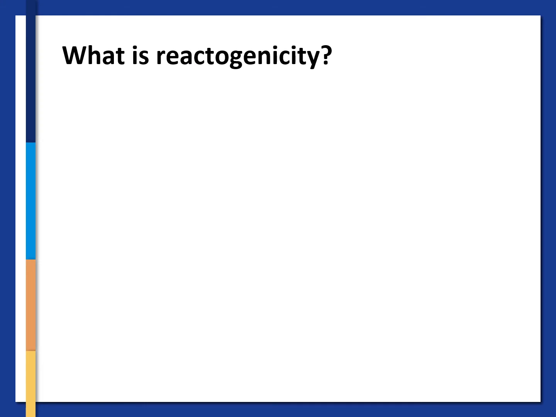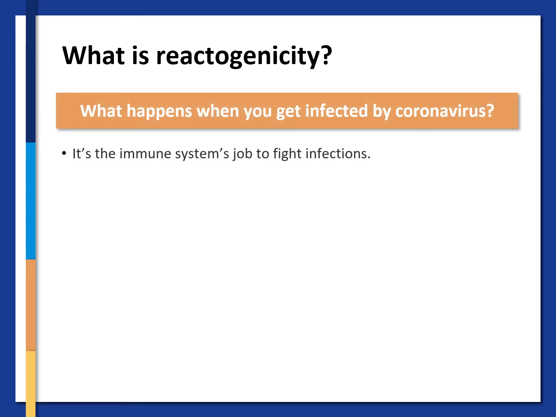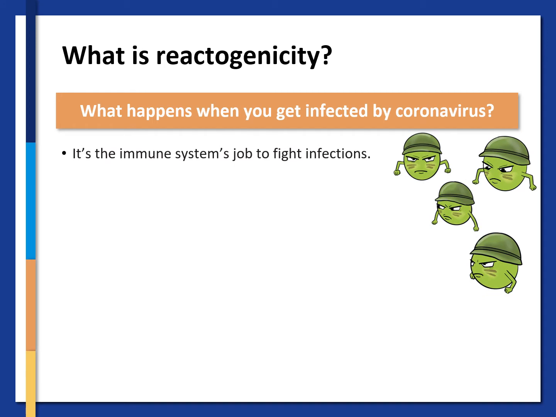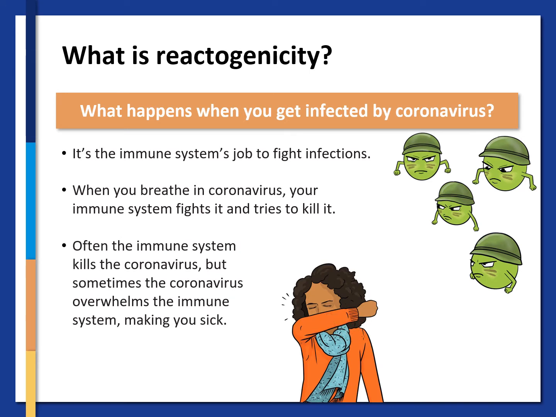Before we continue with the other possible pathways, let's take a brief look at what reactogenicity is. To understand this, let's start at the beginning. What happens when you get infected with the coronavirus? Your body has an immune system, or an army, whose job it is to fight infections. When you breathe in coronavirus, your immune system fights it and tries to kill it. Often, the immune system kills the coronavirus, but sometimes it overwhelms the immune system, making you sick.